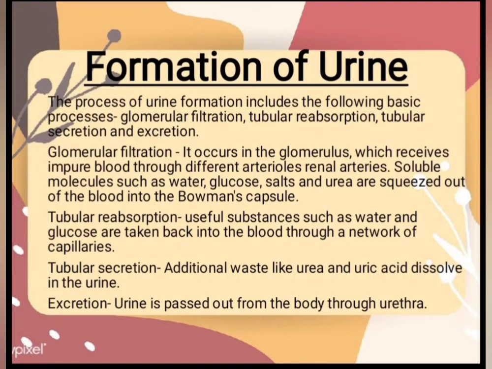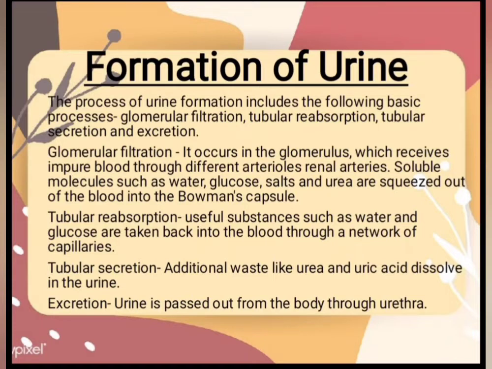Let us now see how urine is formed. The process of urine formation includes the following basic processes. The first one is glomerular filtration. The second one is tubular reabsorption. Third one is tubular secretion. And the fourth one is excretion.